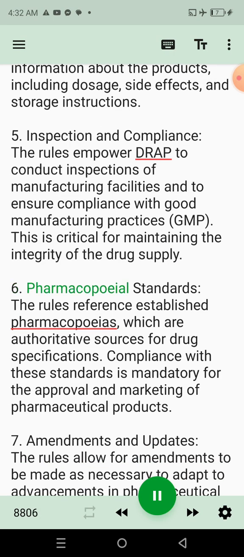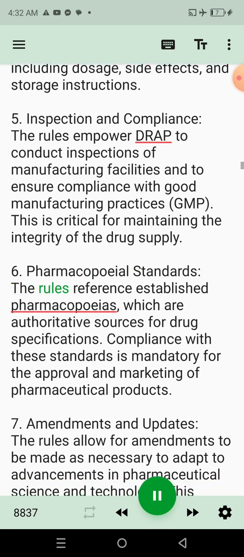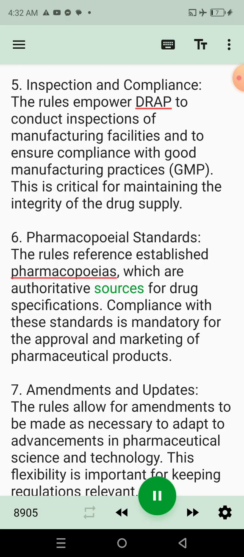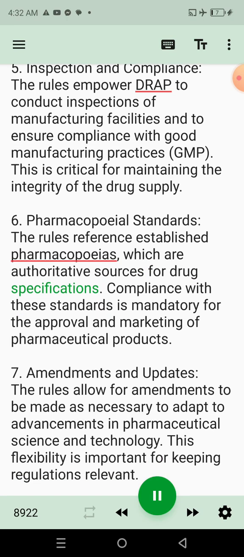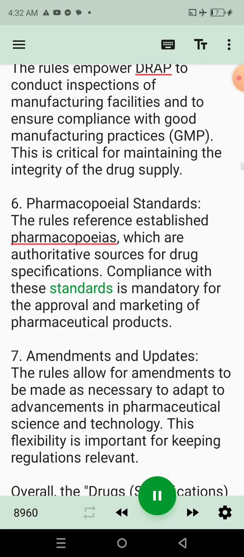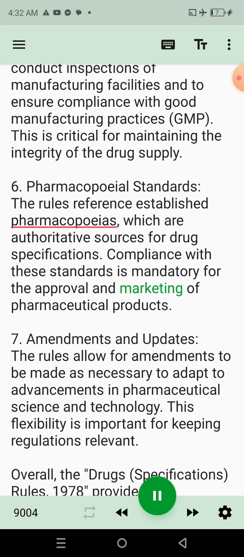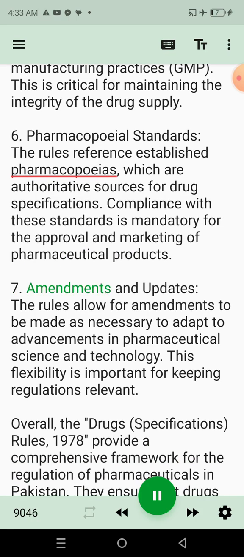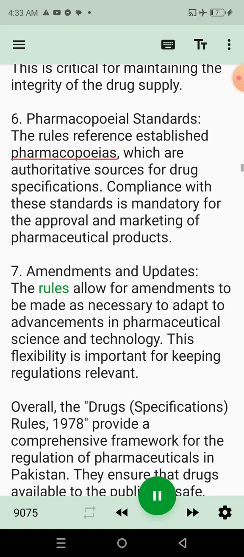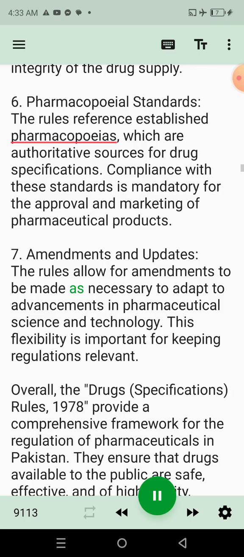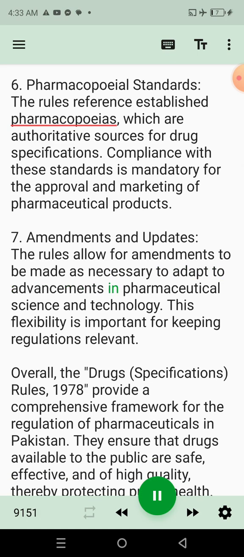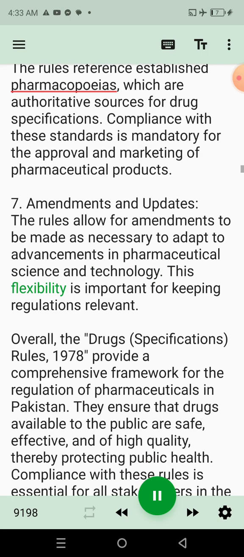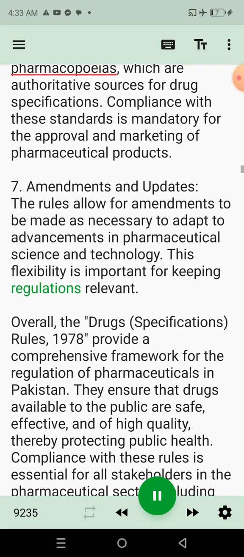6. Pharmacopoeial standards. The rules reference established pharmacopoeias, which are authoritative sources for drug specifications. Compliance with these standards is mandatory for the approval and marketing of pharmaceutical products. 7. Amendments and updates. The rules allow for amendments to be made as necessary to adapt to advancements in pharmaceutical science and technology. This flexibility is important for keeping regulations relevant.